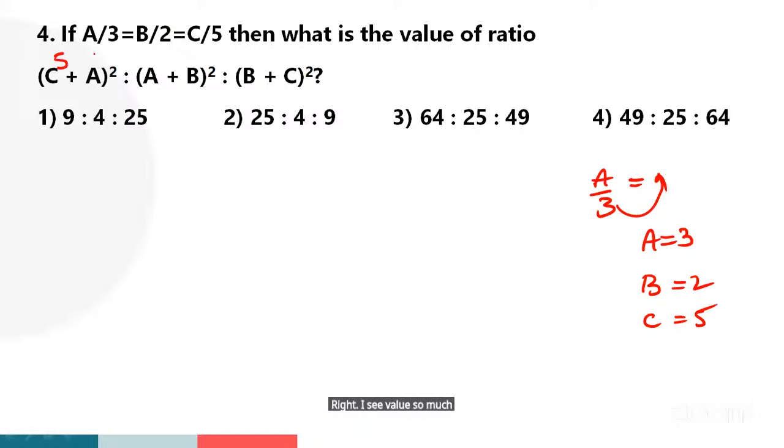Right. C value is how much? 5. A value is how much? 3. 3 plus 5, 8. 8 square is how much? 64. Go through option verification. Which option's starting digit is 64? That option is the right answer.